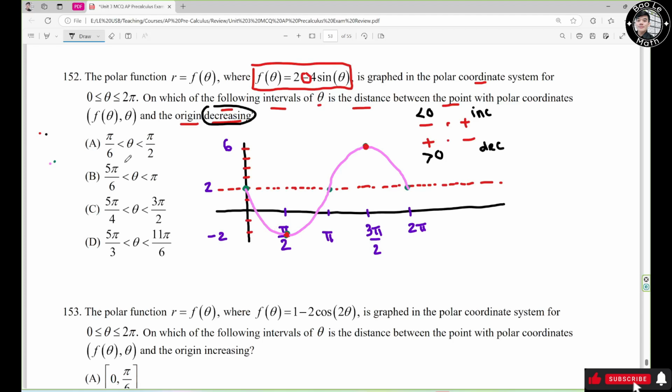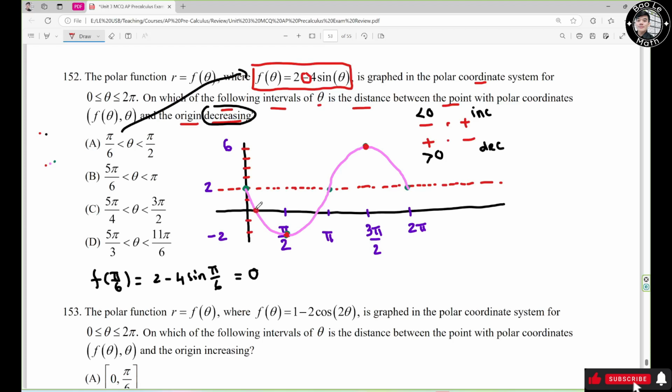Now we're going to check every single interval. The first interval is pi over 6 to pi over 2. Now we need to find where pi over 6 goes, so we substitute pi over 6 for theta into this equation. We need to find f of pi over 6, which is 2 minus 4 sine of pi over 6, and sine of pi over 6 equals 1/2. If we simplify this, it's 0. Theta equals pi over 6 is a 0.